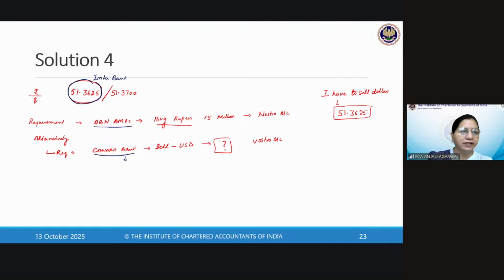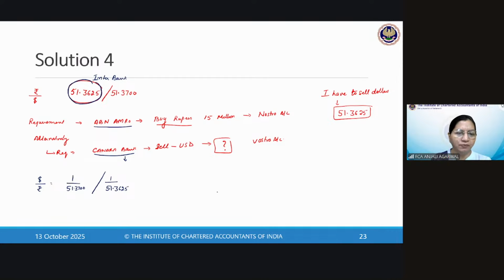But is it the rates for rupee? No. He wants to buy rupee. These are the rates. For him, it is an indirect code. Right? Yes, ma'am. So let's convert it into direct code. Dollar by rupee. It will be 1 upon 51.3700 oblique 1 upon 51.3625. Okay? Right?